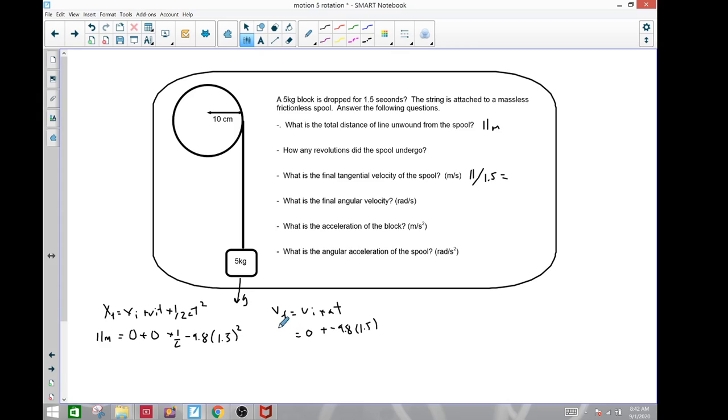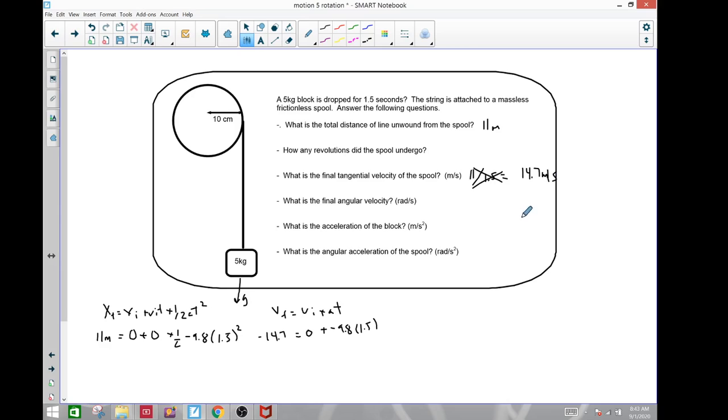9.8 times 1.5. So I have an ending tangential velocity there of 14.7. Of course, the negative just means that it's going down. So the final tangential speed is 14.7 meters per second.